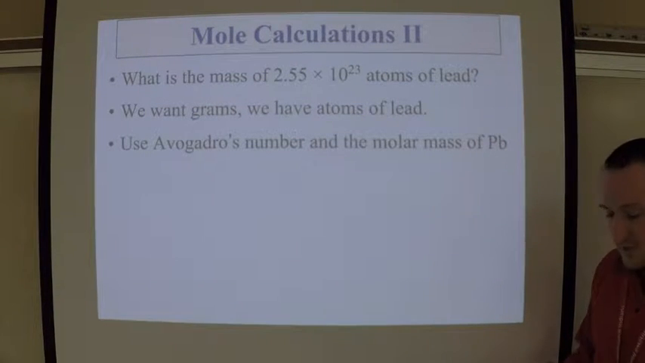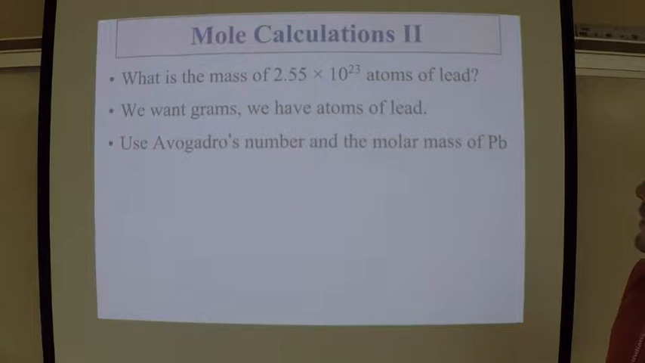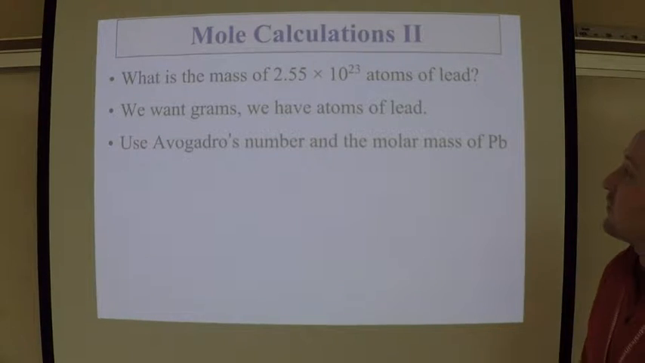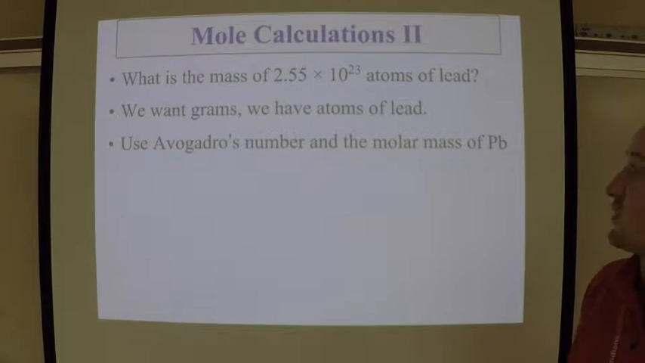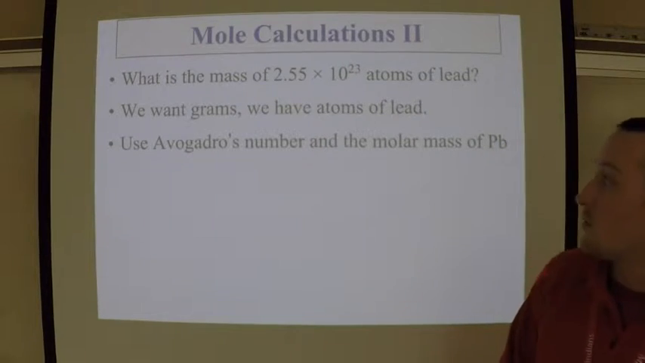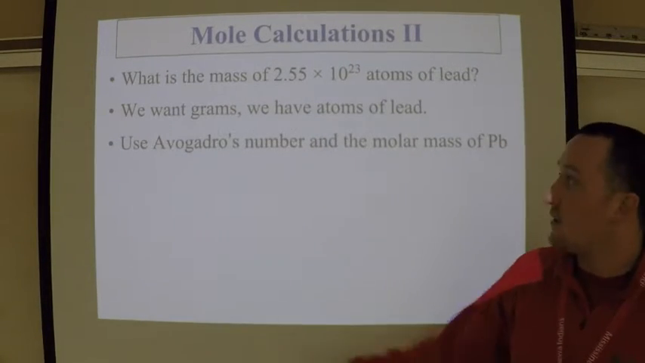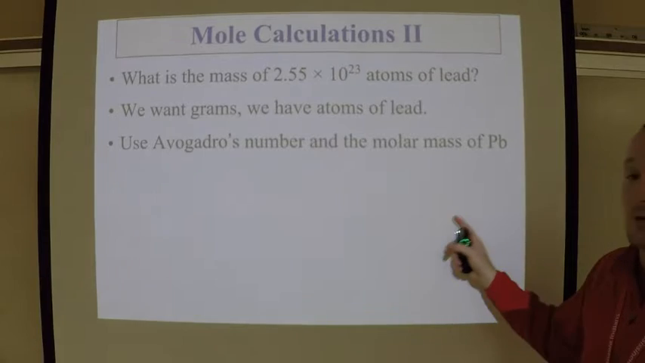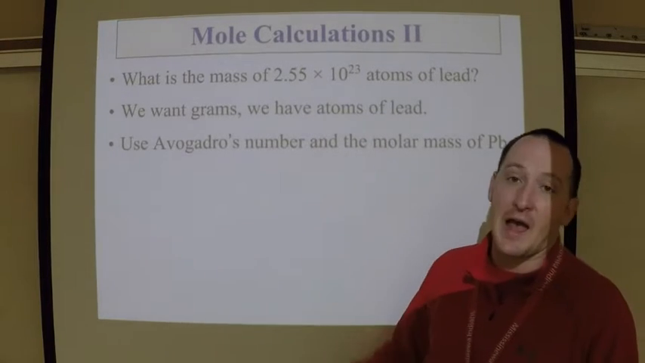Okay, so in our next problem, we're going to try and find what the mass is of 2.55 times 10 to the 23rd atoms of lead. So again, we have to identify what we want to get. We want grams, which means our ending unit should be grams, and we have atoms.